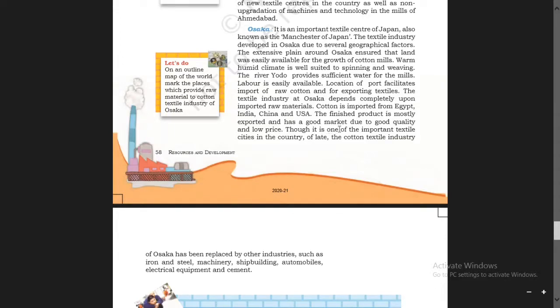Though it is one of the important textile cities in the country, of late, the cotton textile industry of Osaka has been replaced by other industries. Other industries flourished there, such as iron and steel, machinery, shipbuilding, automobiles, electrical equipment, and cement. Such industries have replaced this.